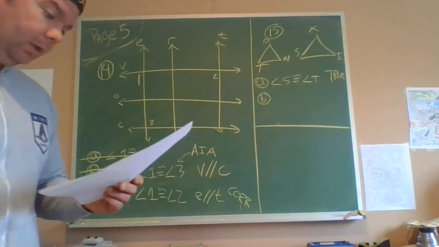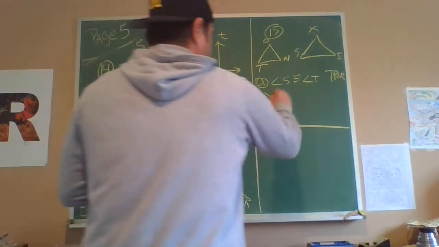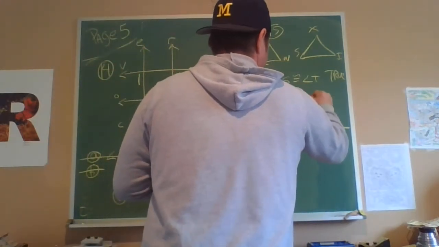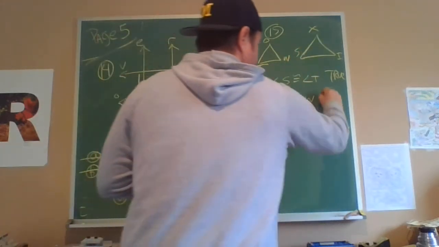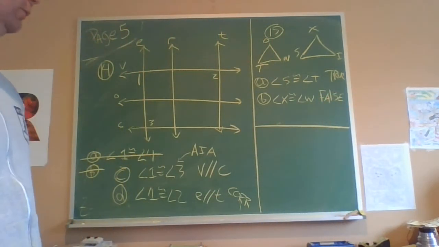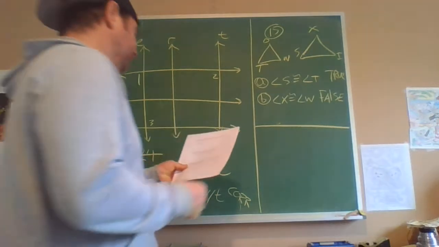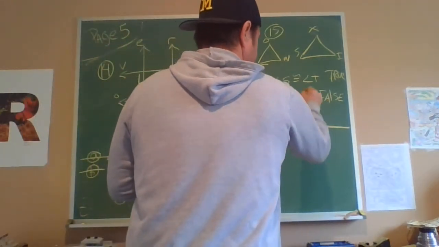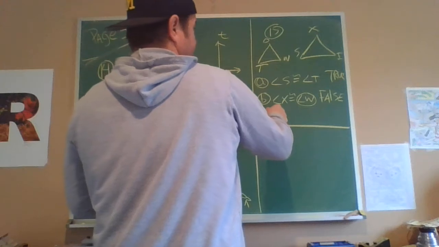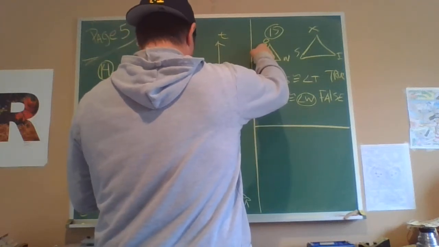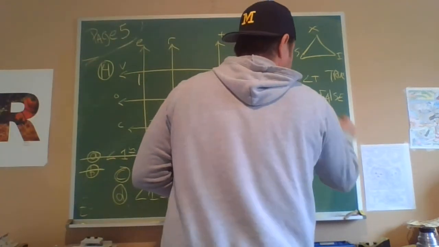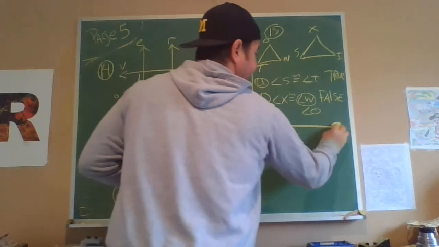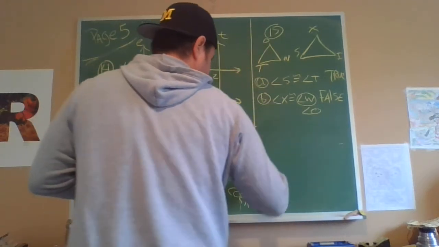Part B, angle X and angle W. Is angle X congruent to angle W? Well, again, if we look, this time they are not in corresponding positions, so it is not necessarily true that those angles are congruent, and so we have to say false. But then let's change this to make it true. Well, what would X definitely be congruent to? X would definitely be congruent to O, right? So angle O would make that statement true.